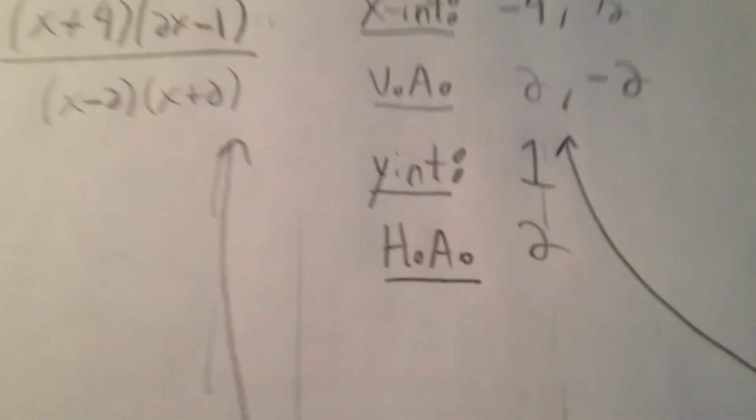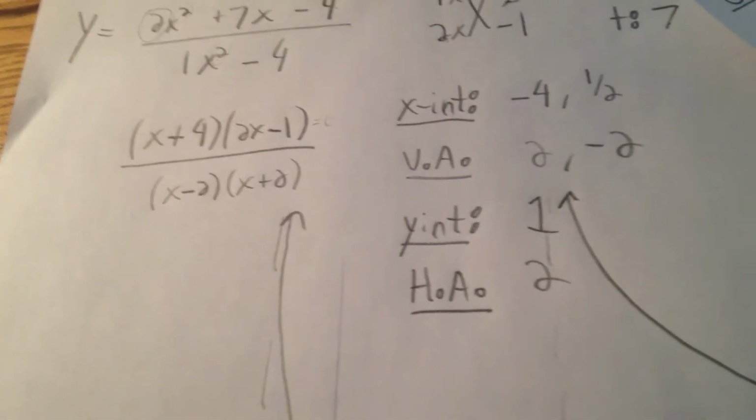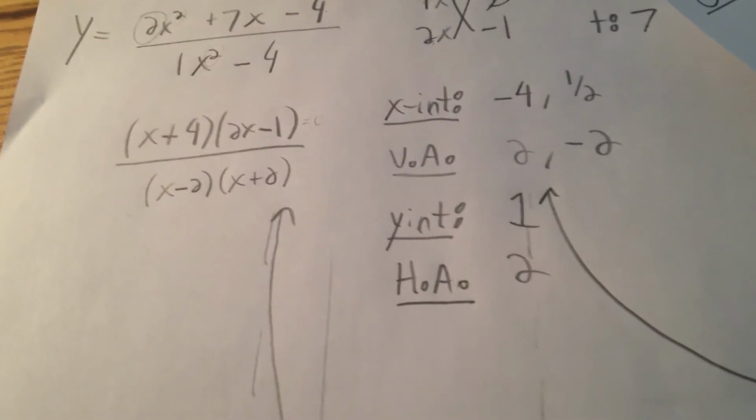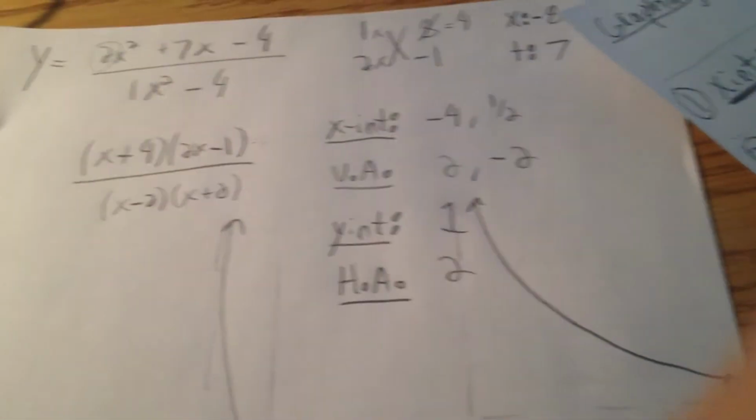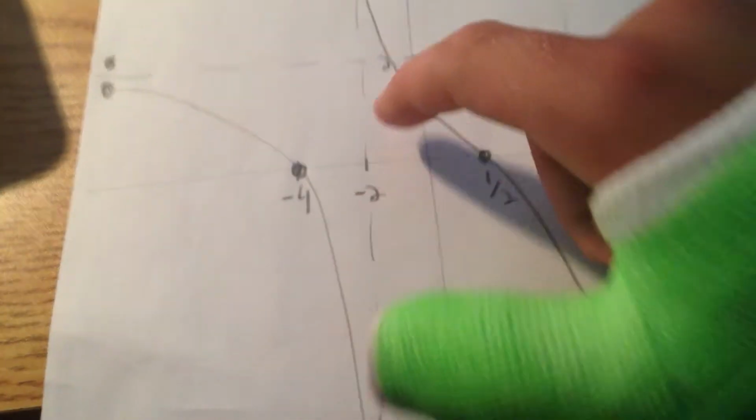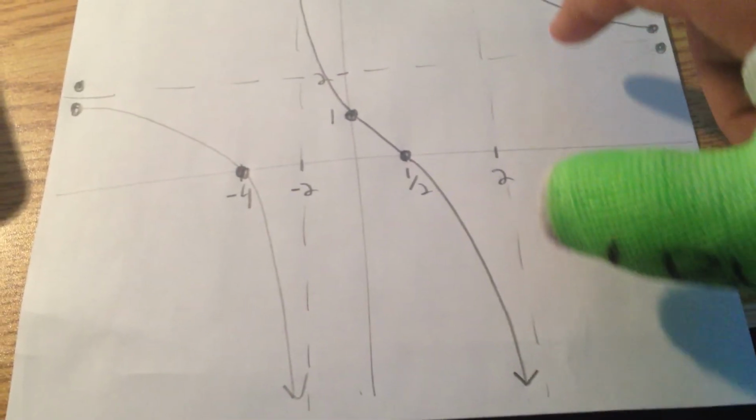Okay? Next part, factor the bottom. Find the zeros for the vertical asymptotes. Easily done. Plus or negative 2, both vertical asymptotes. Put those on your graph: the dotted line at negative 2 and the dotted line at 2.